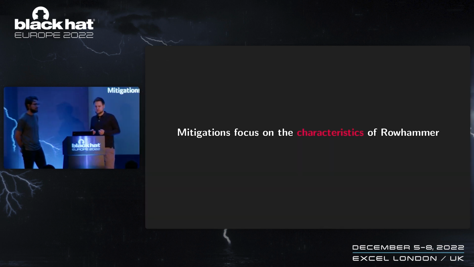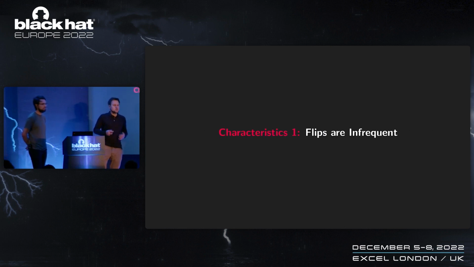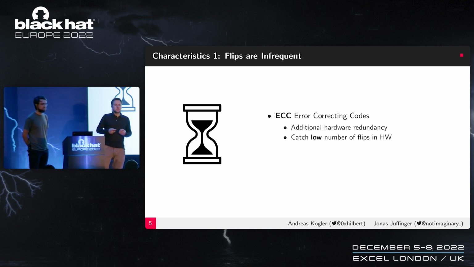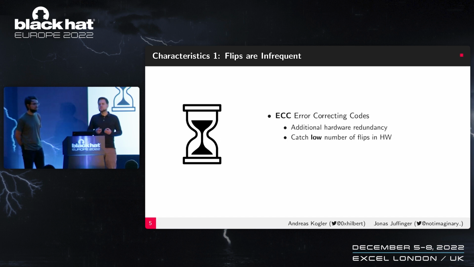Let's talk about mitigations. So the mitigations usually focus on some characteristics. And I will start off with the first characteristic. The assumption I have is basically that these Rowhammer flips are infrequent. So we could just use ECC memory, right? Yes, that's a good keyword. We can now use error correcting codes. So you might have heard about it. We can basically build in additional hardware redundancy to correct and detect a few flips. And with this, we can catch a low number of flips in our memory on every access we perform.